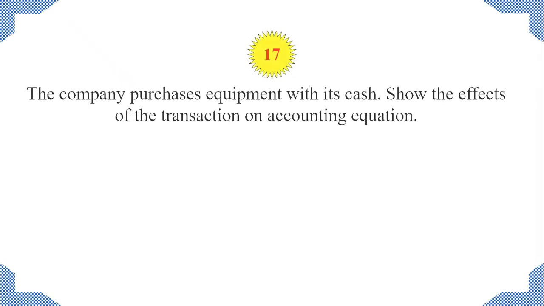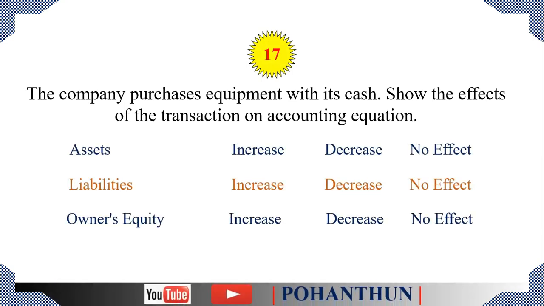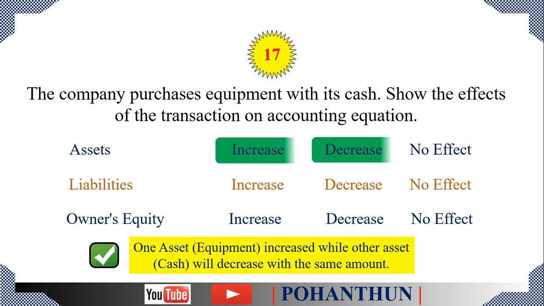Question number 17. The company purchases equipment with its cash. Show the effects of the transaction on accounting equation. The purchase of equipment with cash reduces the company's cash holdings, an asset, while increasing the value of equipment owned, another asset. There's usually no direct impact on liabilities or owner's equity unless the purchase is financed through external means.